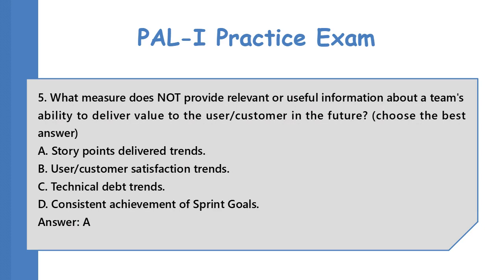5. What measure does not provide relevant or useful information about a team's ability to deliver value to the user, customer in the future? Choose the best answer. A. Story points delivered trends. B. User, customer satisfaction trends. C. Technical debt trends. D. Consistent achievement of sprint goals.